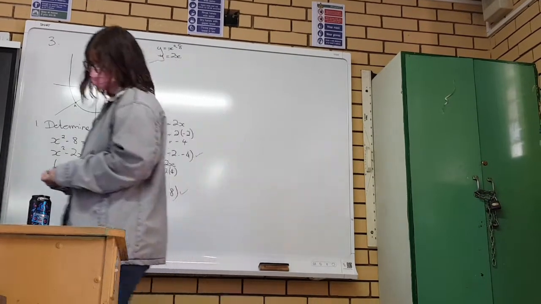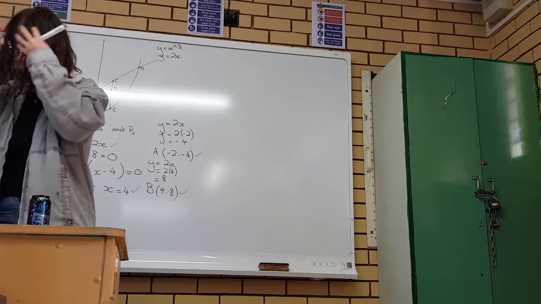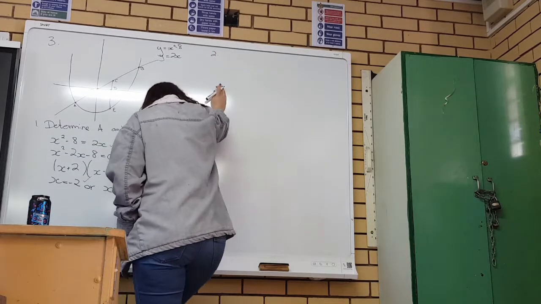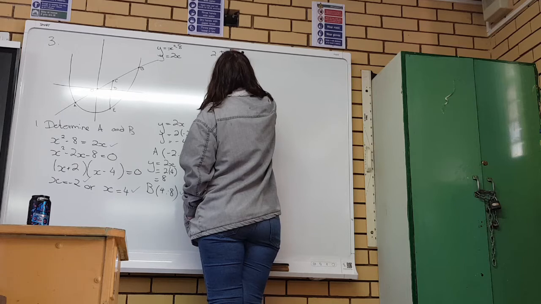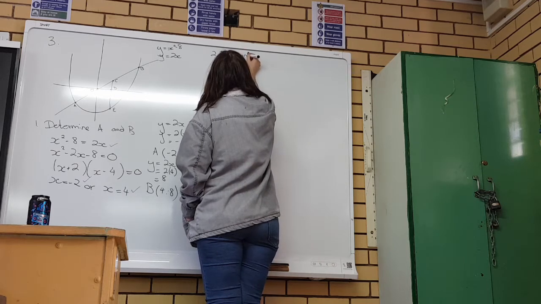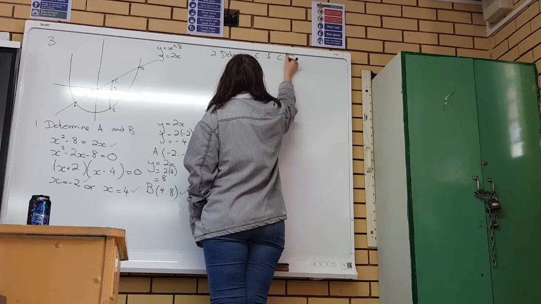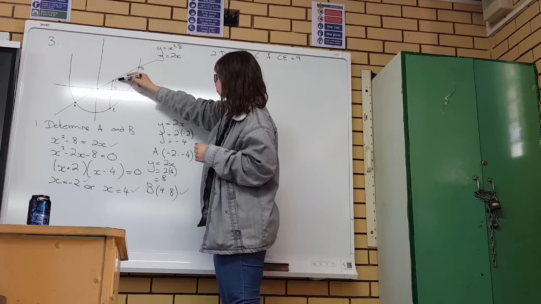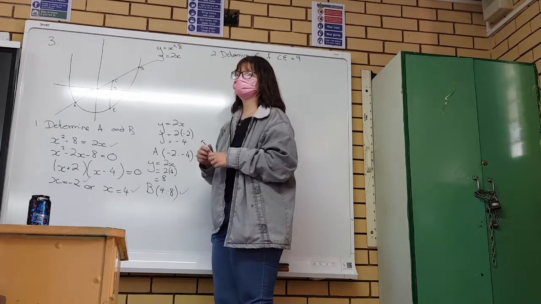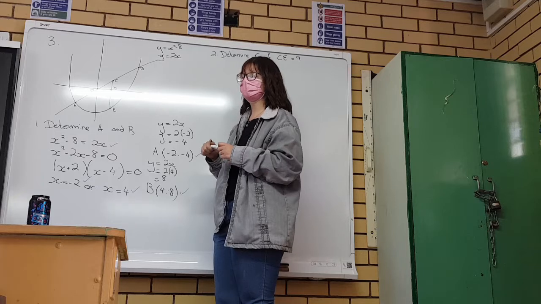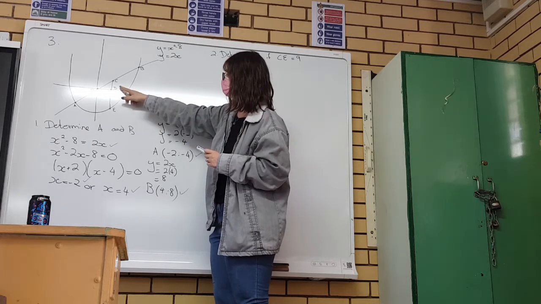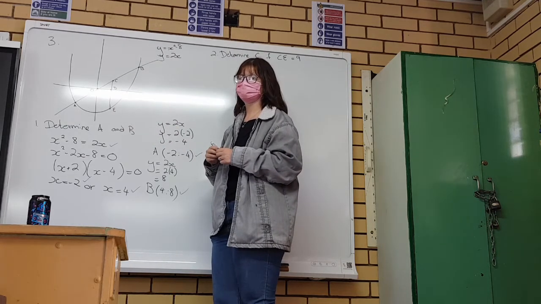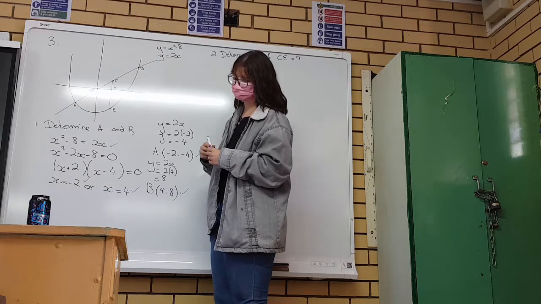So now, question 2. It says determine the coordinates of C if CE equals 9. So this point, CE is equal to 9, which means I know that over here my x values will be the same.